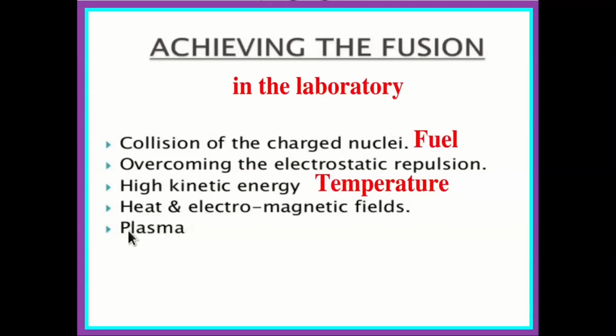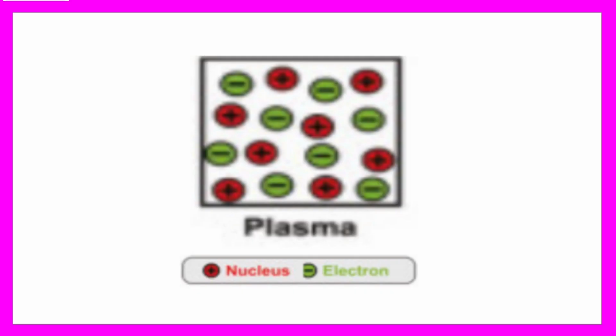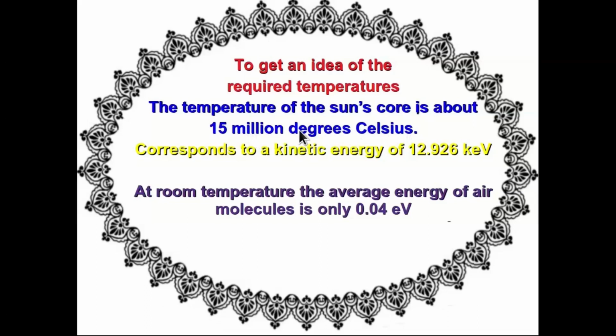Now, what is a plasma? Plasma is essentially a system comprising completely stripped atoms and free electrons. To get an idea of the required temperatures, we can see that the temperature of the Sun's core is about 15 million degrees Celsius, and if you want to convert this to kinetic energy, this corresponds to 12.9 keV. So if you want a sufficient number of fusion processes to take place, the kinetic energy of the participating nuclei should be about 13 keV, or the temperature should be something like 15 million degrees Celsius.